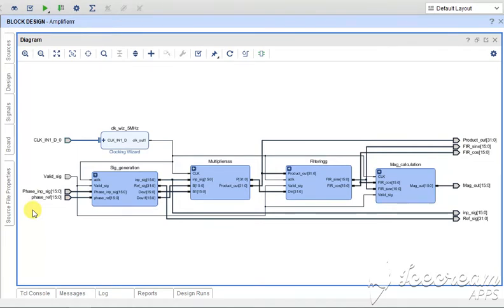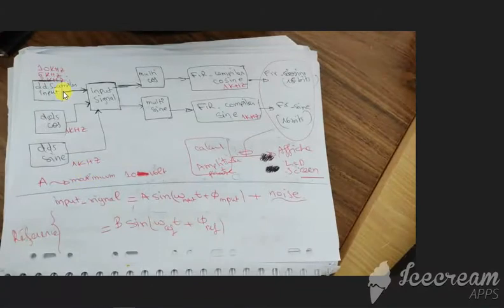For example, for the input signal, we have used the frequency of, let me tell you, this is our reference signal that is generated at 1 kilohertz, and these are our reference signals that are generated at 2 kilohertz, 5 kilohertz, and 10 kilohertz.